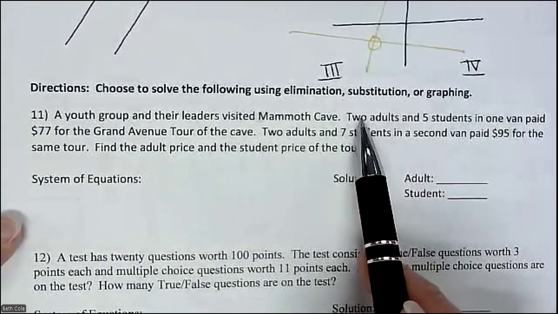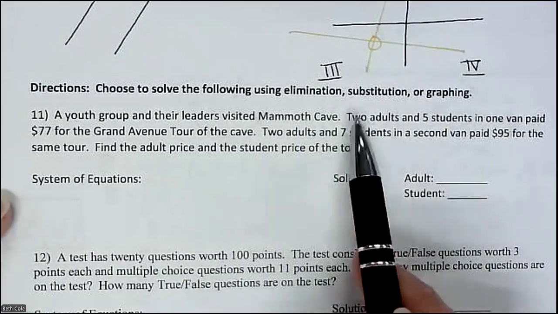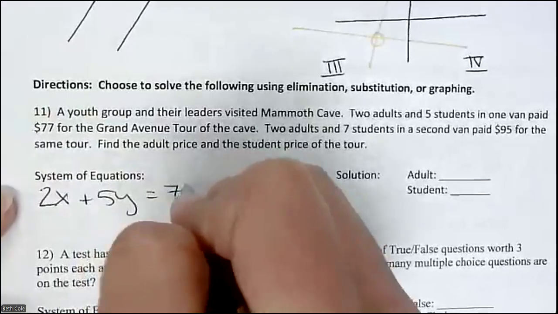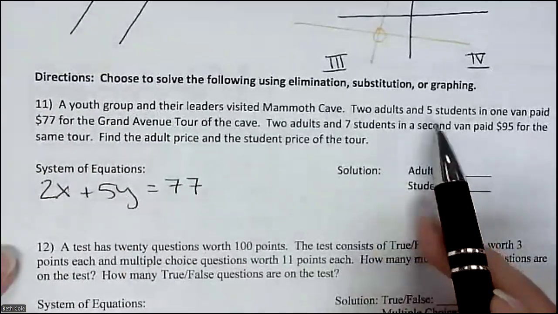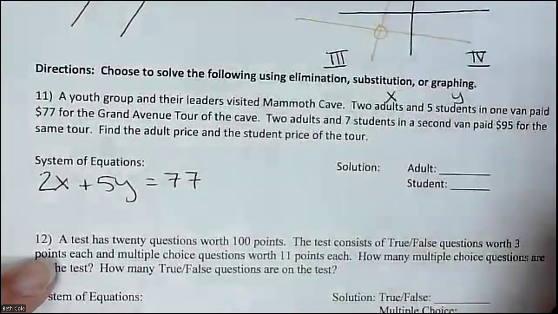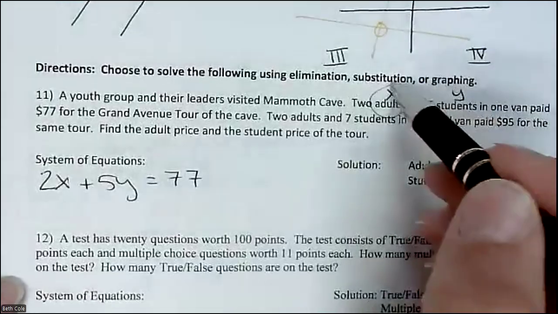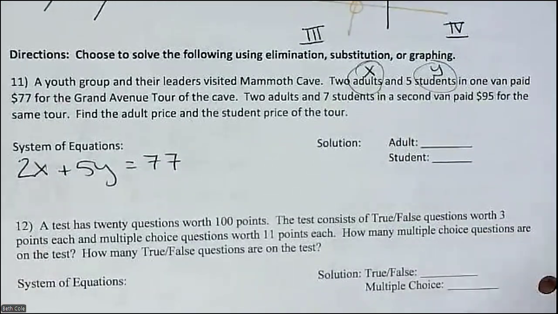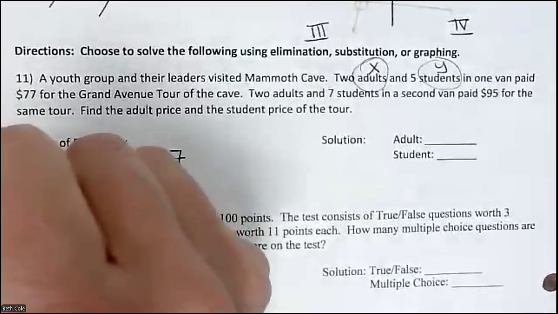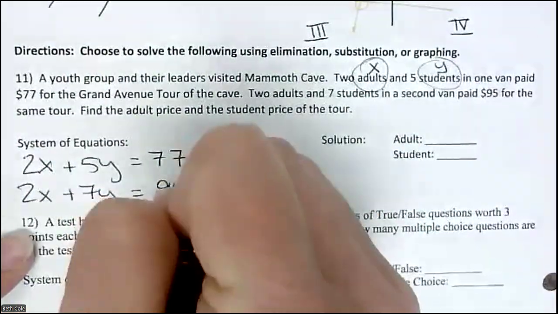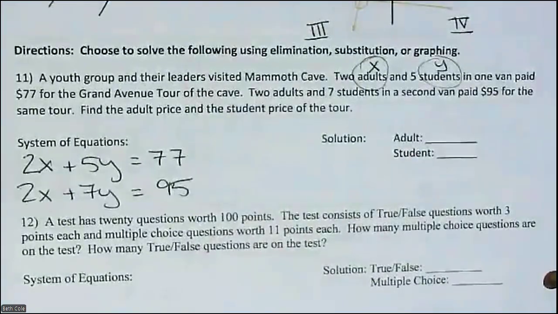2x. Good. 5y equals 77. Good job. 2x plus 5y equals 77. So adult is going to be x and student is going to be y if you want to label. Adult is x, student is y. Now you got to get another equation. So can you just keep reading and find 2x? What was it, 95? And I'm going to go put that in the calculator.